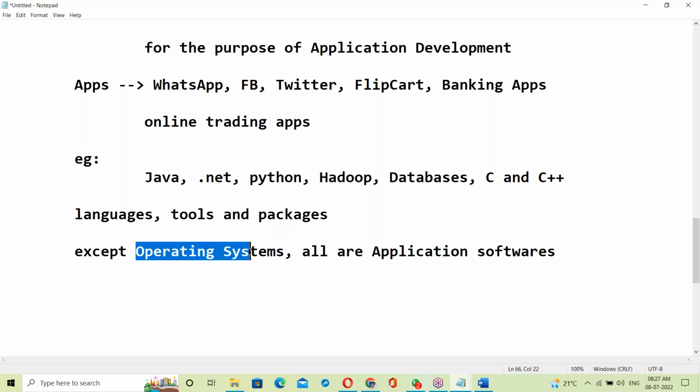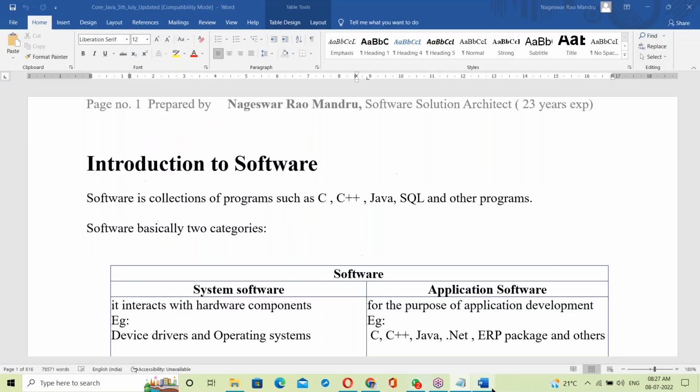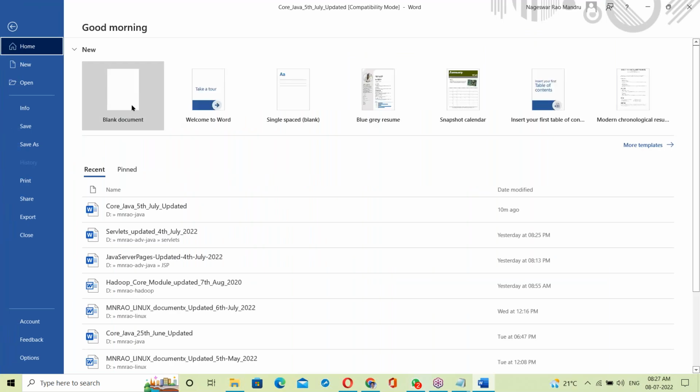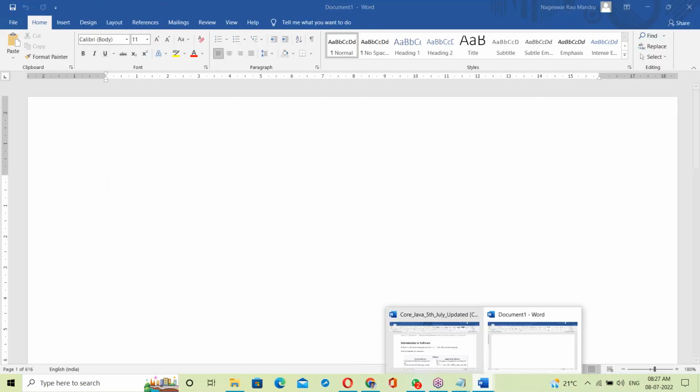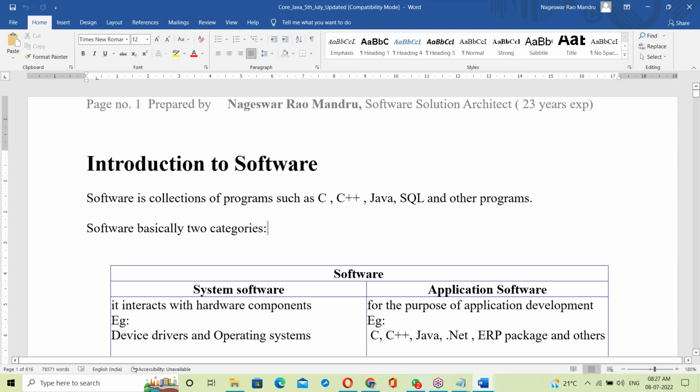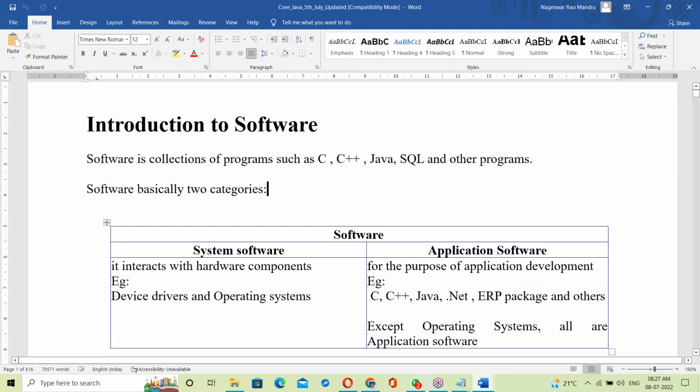Now let us talk about the OS. What is OS? But you guys, running notes is not necessary. It's there in the document here.